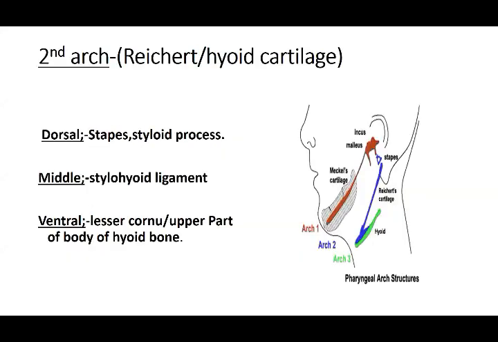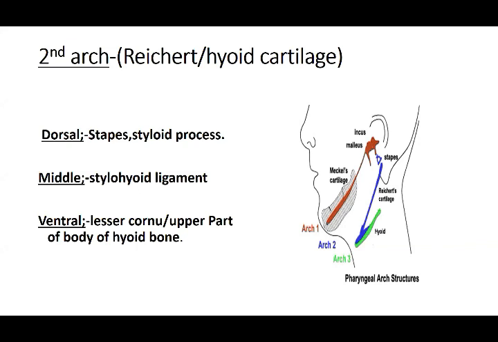Then we go on to the second arch. The second arch cartilage is what we call Reichert's cartilage or hyoid cartilage. Because we have developed a mandible, below the mandible you are going to have your hyoid bone. So that is why it is more appropriate to call it the hyoid cartilage or Reichert's cartilage.